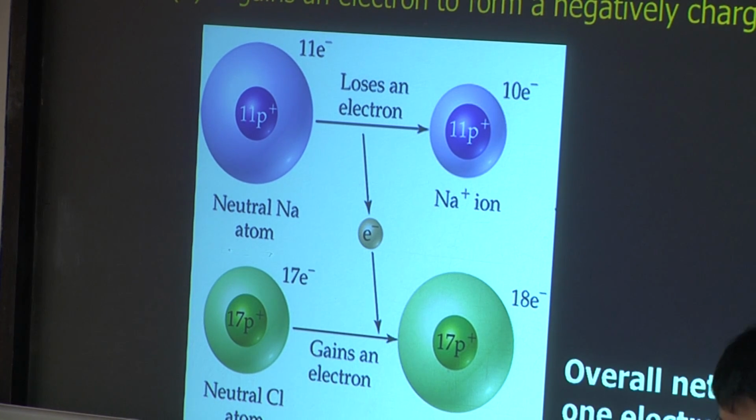Right, so sodium loses an electron to form a positively charged ion Na+, chlorine gains an electron to form a negatively charged ion Cl-. When you're gaining and losing electrons, or when you're forming ions, it's always by gaining or losing electrons, never protons. What happens if you change the protons? It's not the same element anymore, right? You change the identity of the atom.